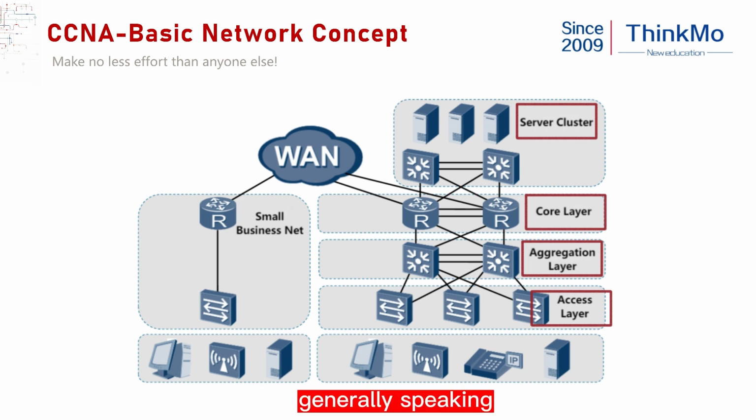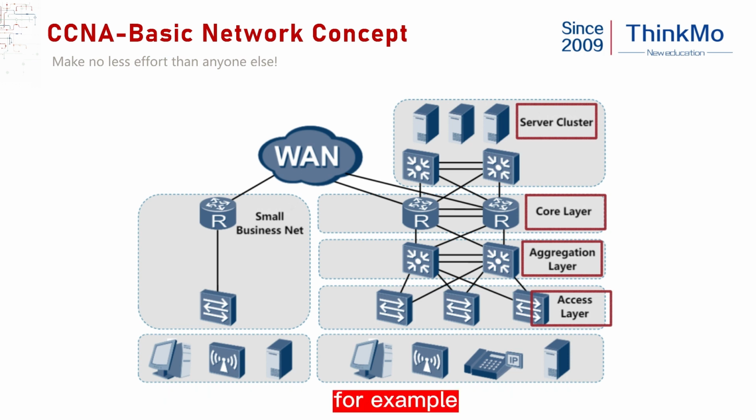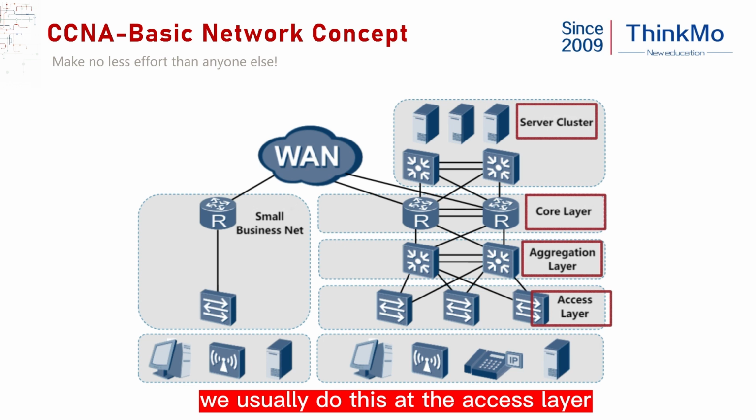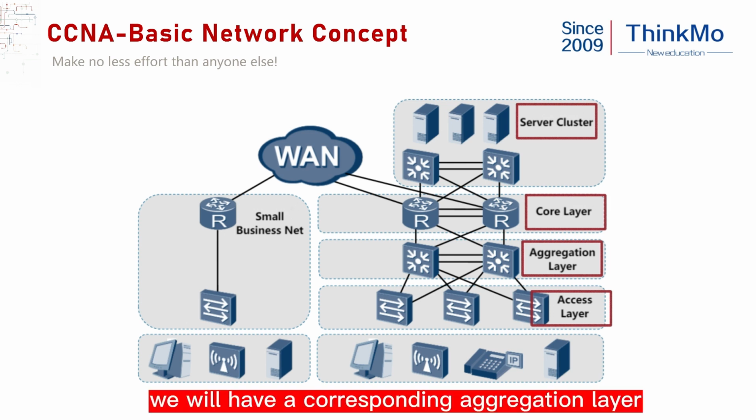Generally speaking, we will learn some technology in the future, for example, snooping of DHCP. We usually do this at the access layer. We'll learn its configuration in your IP. On the internet, we will have a corresponding aggregation layer.